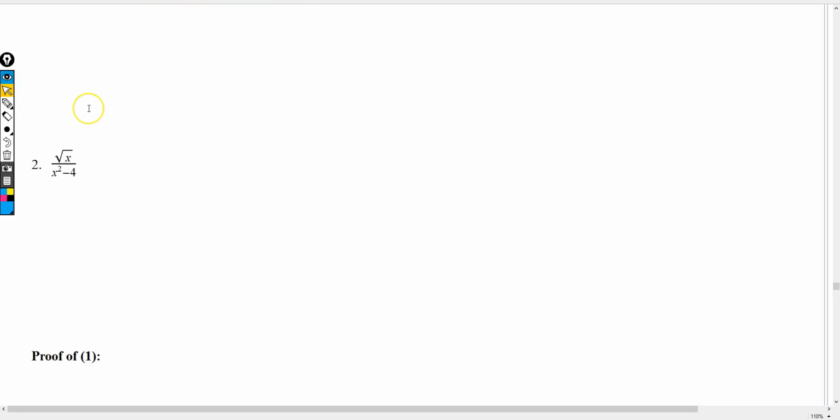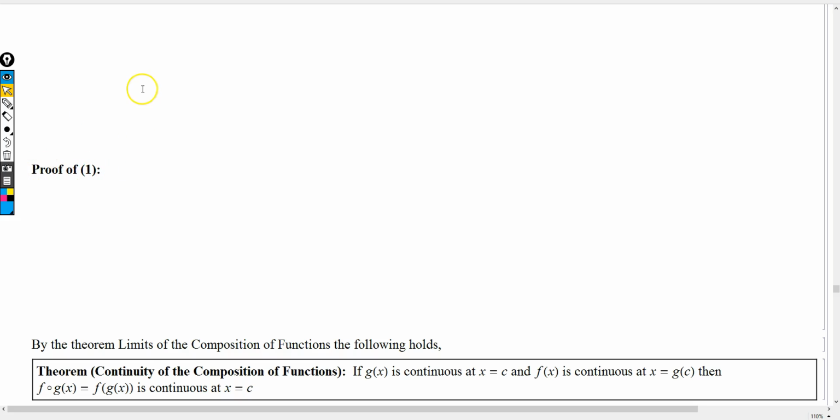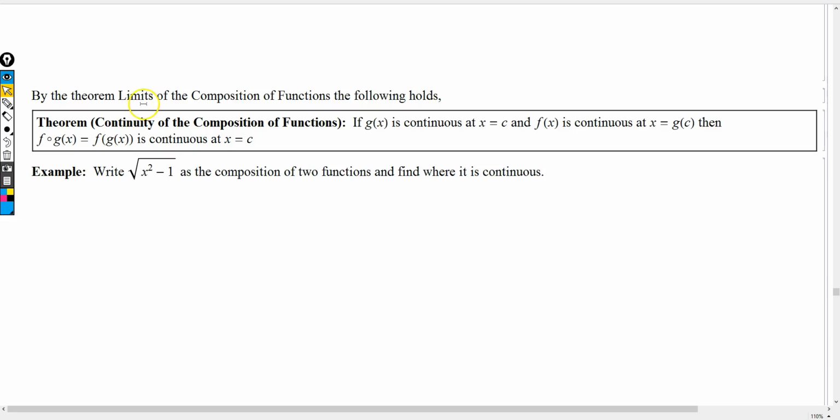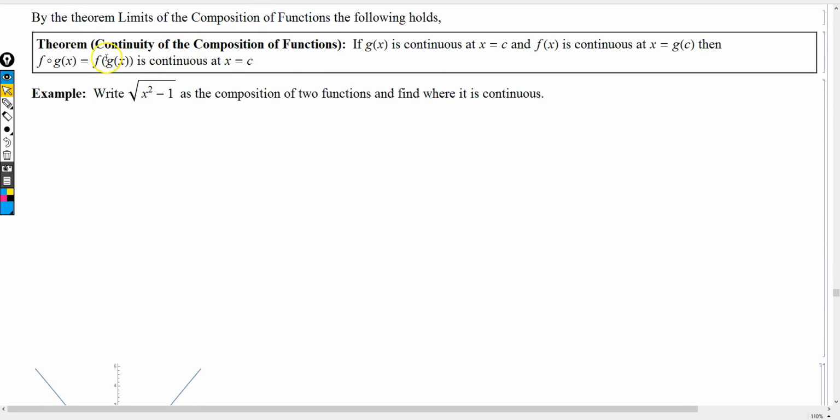Now let's take a look at one more theorem. We're not going to look at the proof of number 1. We already talked through that one. So this is talking about the continuity of the composition of functions. So we assume that g of x is continuous at x equaling c, and f of x is continuous at g of c. Then the composition function f of g of x is continuous at x equaling c. Now we're not going to prove this result. We're just going to talk about what it's telling us and look at some examples. So let's take a look at this problem.